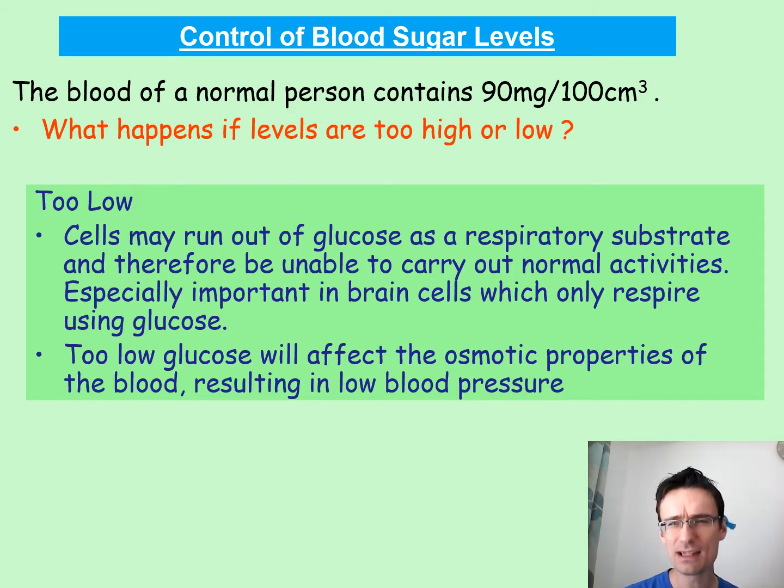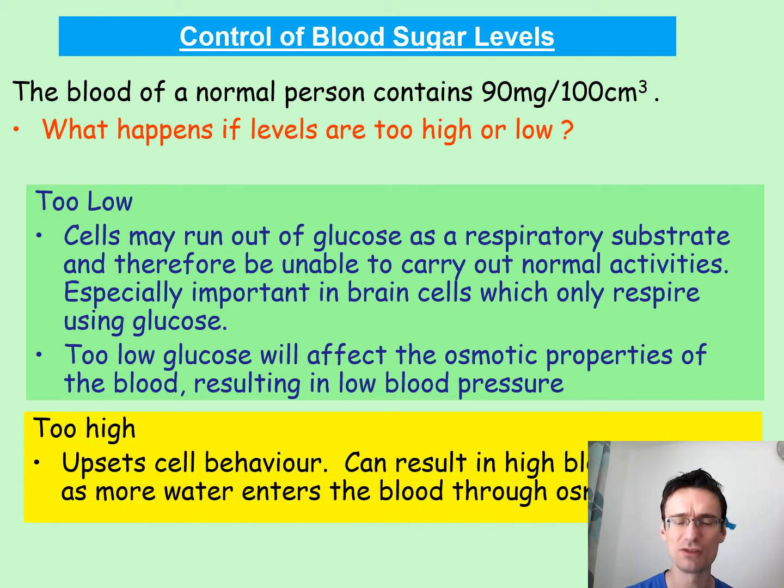Now, if obviously then the opposite happens and your blood glucose level gets too high, it could cause damage to the cell. The main reason it causes damage to the cell is because it will lower the water potential, and that could cause water to rush in via osmosis. And obviously in animal cells, that's particularly dangerous because that could cause the cell to burst as a result.